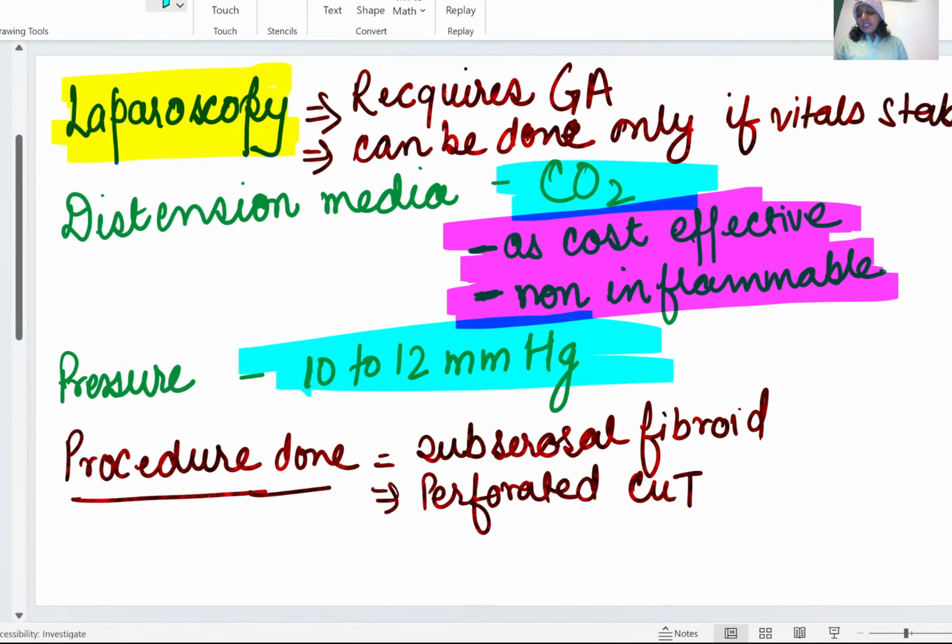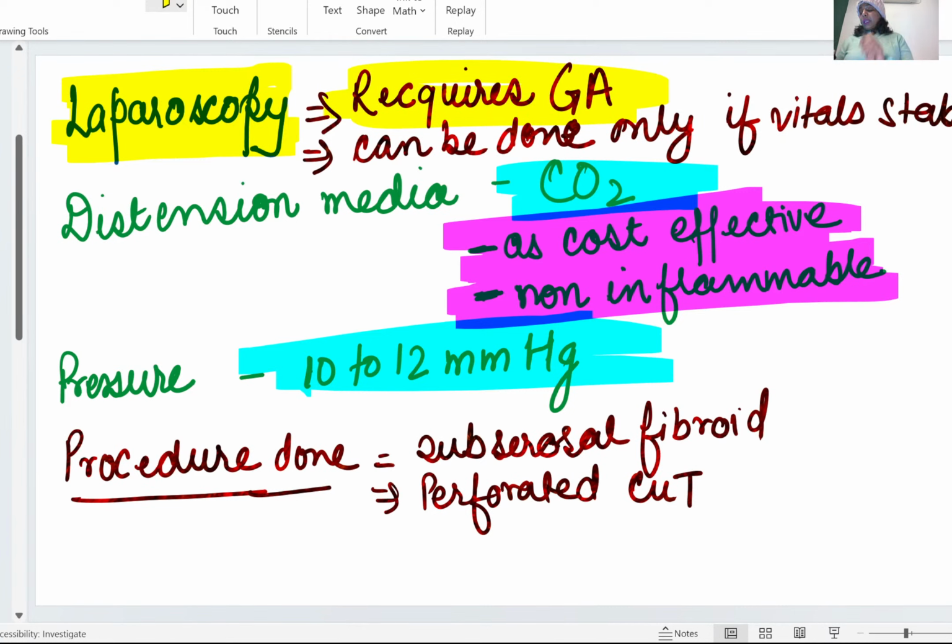For what procedures? Gynae procedures we do? Dr. Isra is asking why laparoscopy is contraindicated in heart diseases. Can anyone help me to answer this? Why is laparoscopy contraindicated in heart diseases? Dr. Isra, I have written it here above.